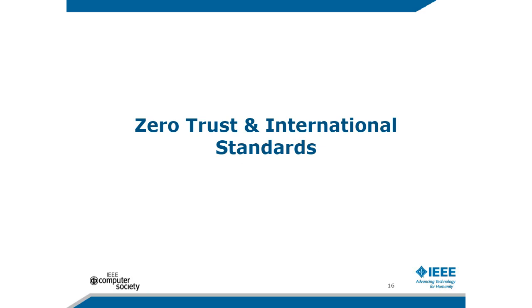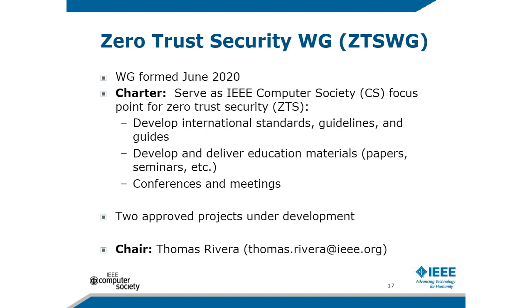Okay, so with that, I'm going to talk a little bit about what is going on in the international space, and that's in part why we're having this session today. The IEEE Computer Society formed a Zero Trust Security Working Group in 2020. It's intended to be in a position to deal with essentially any aspect of Zero Trust, in particular the security aspects, that is deemed important or necessary. It's intended to deal with international standards. That's what IEEE does, and it has some additional reach because of arrangements it has with organizations like ISO and IEC. So this working group was established in June 2020, so it's been around for a while.